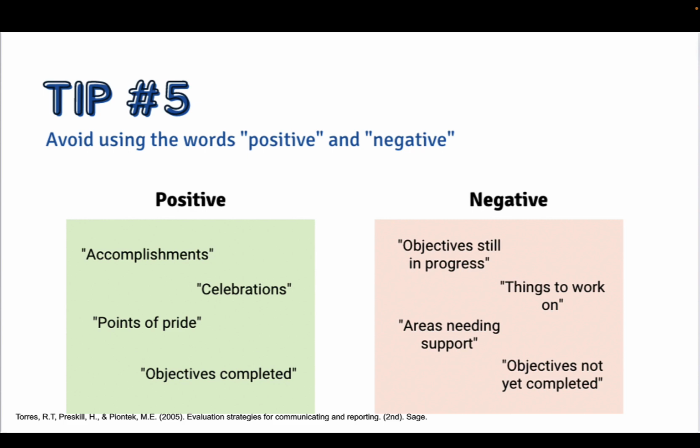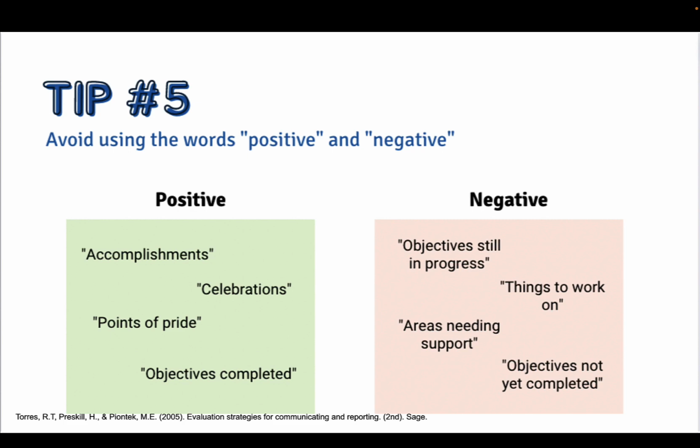The last tip is to avoid using the words positive and negative. I do realize that we've used positive and negative throughout this presentation, but when sharing with stakeholders, it's best to refrain from using those words. Instead of using positive, use words and phrases such as accomplishments, celebrations, points of pride, and objectives completed. And instead of negative, use phrases such as objectives still in progress, things to work on, areas needing support, and objectives not yet completed.